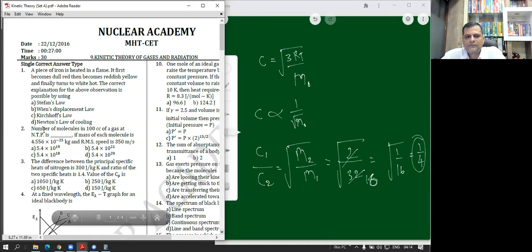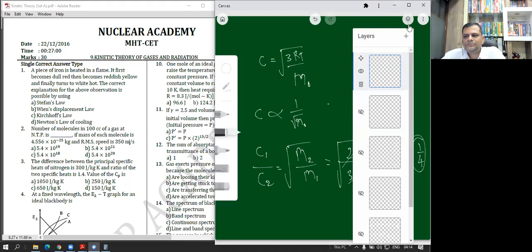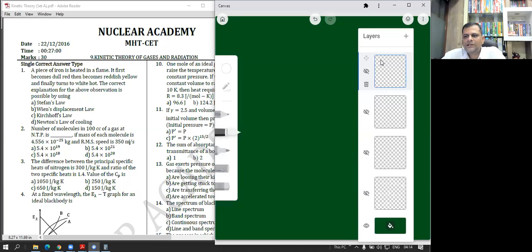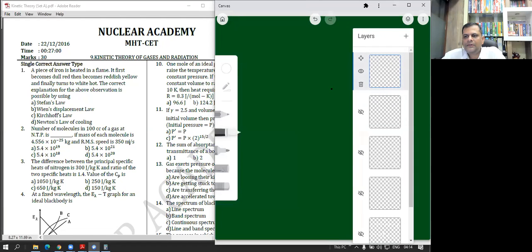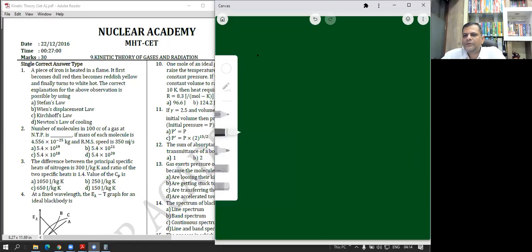Let us try this second question here. Number of molecules in 100 cc of gas at NTP, if the mass of each molecule is given, and also the RMS speed of the molecules is given, that is 350 meter per second. Which formula can we use here? Who can tell me? We have the formula for pressure exerted by the gas, that is 1 by 3 n into m upon v into c square, where c is the C RMS.